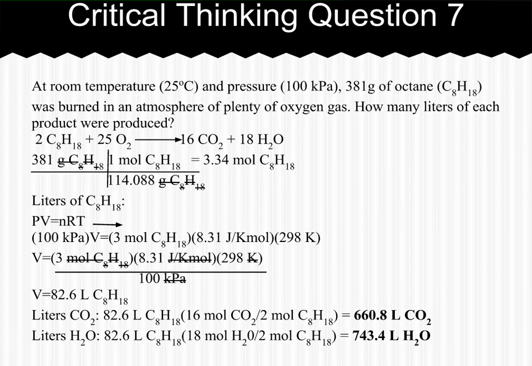This is class 37 continued. Critical thinking question number 7. At room temperature and pressure, 381 grams of octane was burned in an atmosphere with plenty of oxygen gas. How many liters of each product was produced?